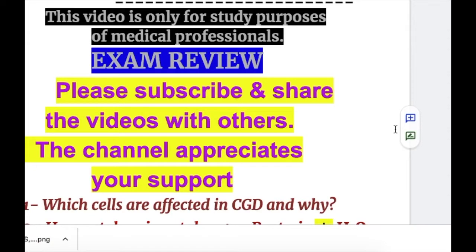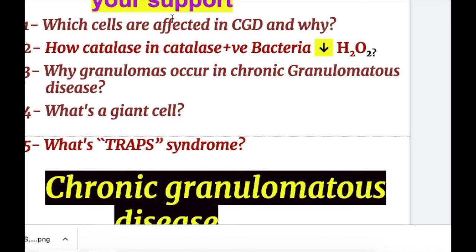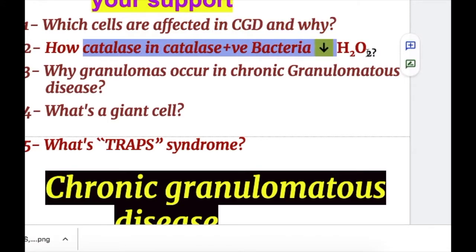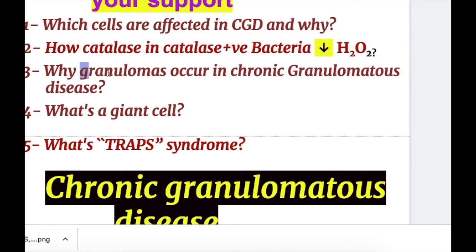In this video, we'll do an exam review on chronic granulomatous disease. A few important exam questions before we start the topic. Question number 1. Which cells are affected in chronic granulomatous disease and why? Number 2. How does catalase in catalase-positive bacteria decrease hydrogen peroxide production? Number 3. Why granulomas occur in CGD.